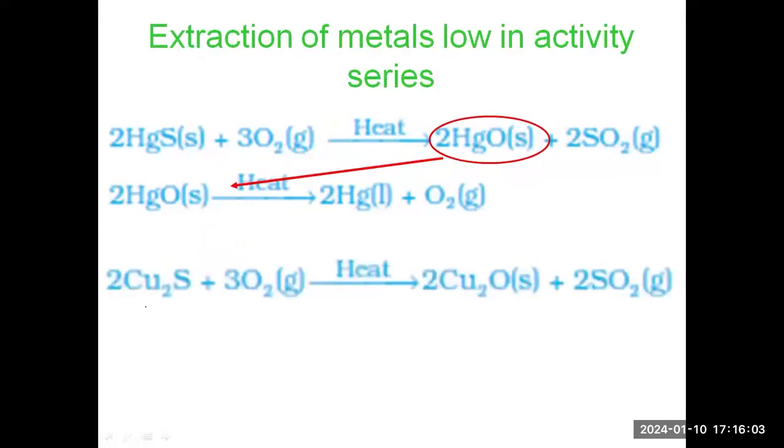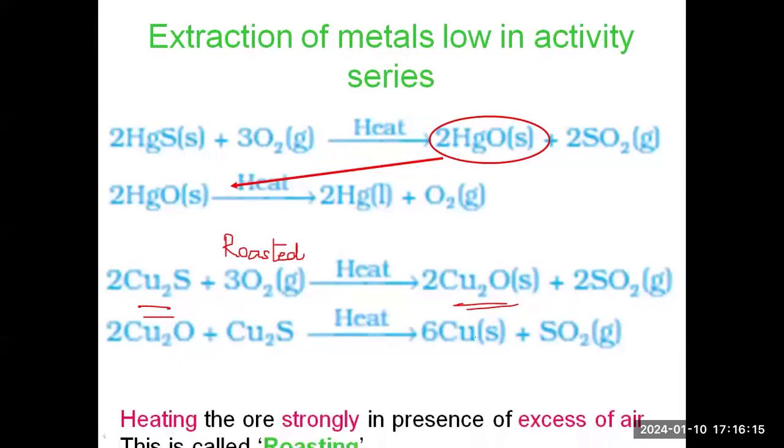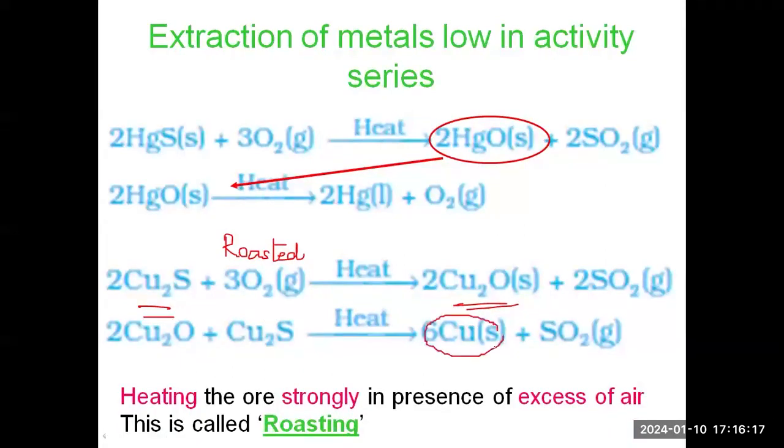Then another example is copper sulfide. Again, this one is being roasted in the presence of oxygen and we are getting copper oxide. If you continue heating it, you get copper in free form and sulfur dioxide goes away. So these four equations you need to remember when you have to answer the question, like explain how metals of low reactivity series are extracted. So these are the four equations given here.